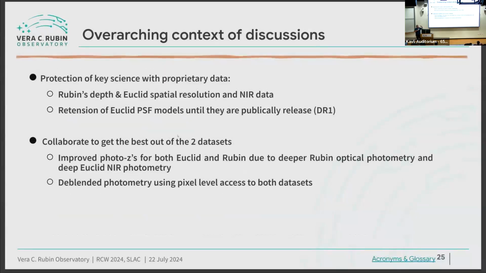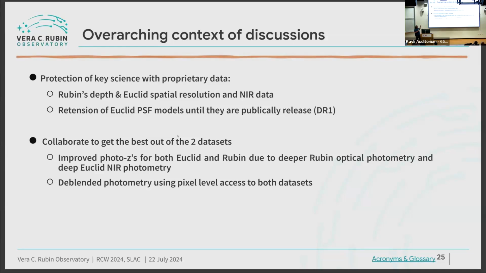All right, so the overarching context of the discussions: we have two big guiding things that will often dominate. We talk about the protection of the key science with proprietary data. Both Rubin and Euclid data is proprietary. So the things we try to protect are Rubin's depth and Euclid's spatial resolution and infrared data. There's also an issue with the retention of Euclid's PSF models until they're publicly released, although that will presumably happen in data release 1, so it's not really much of an issue.